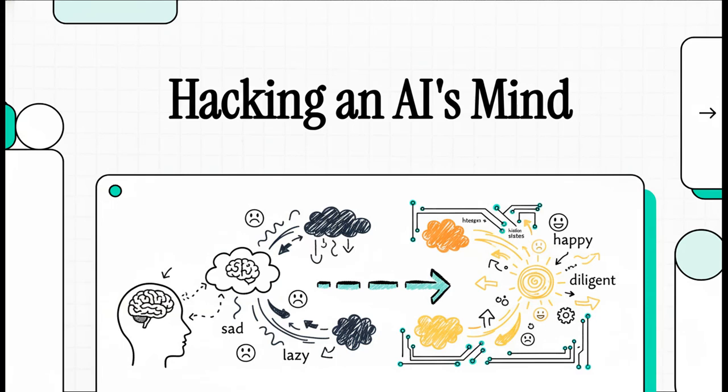What if I told you that you could reach directly into an AI's mind and change its entire personality? I'm talking about turning it from sad to happy or from lazy to diligent, all without changing a single word of your prompt. Well, today we're going to explore a really fascinating technique that does just that, and it gets us one big step closer to actually understanding and maybe even controlling an AI's internal world.